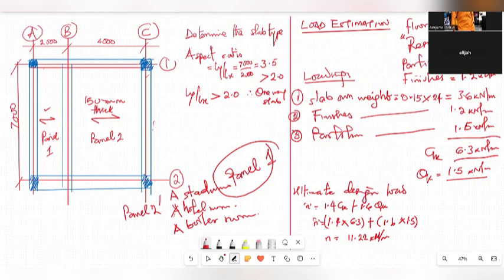No, sir. Sir, for the finishing and partition, it should still be the same thing. Exactly. I said you should ensure you use the correct live load also.